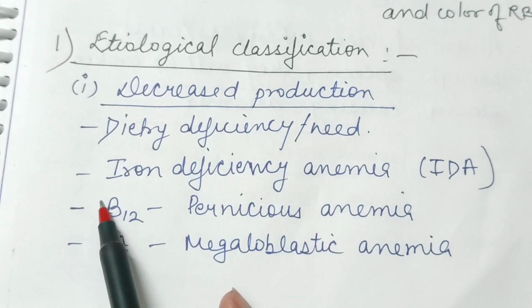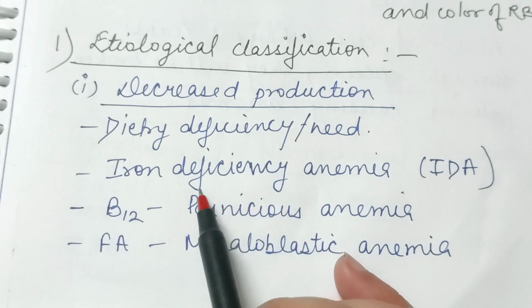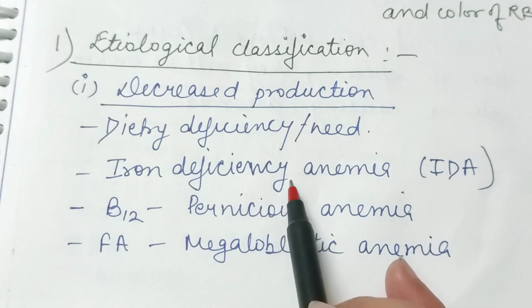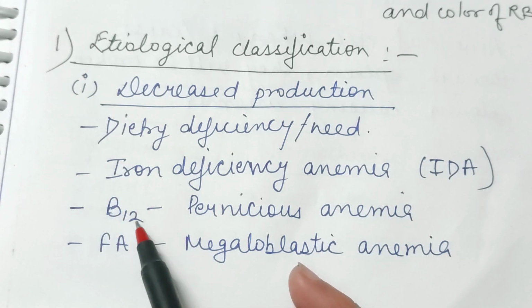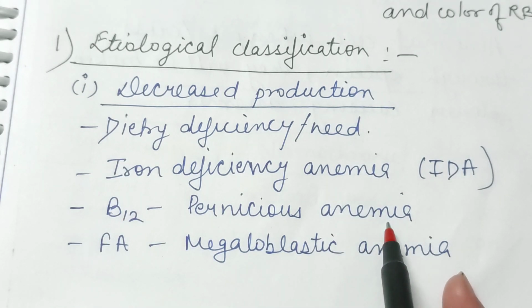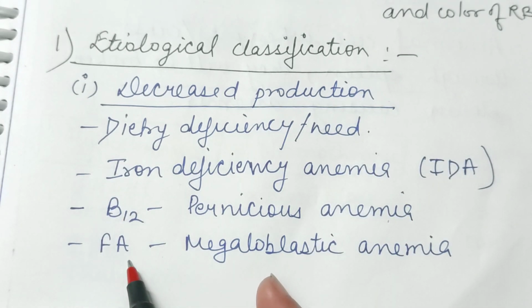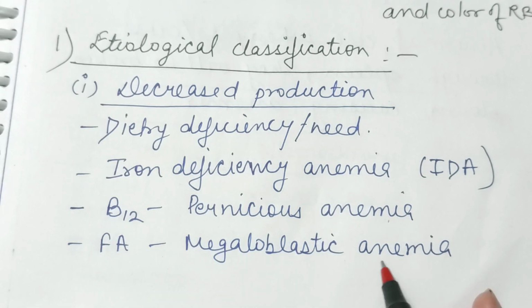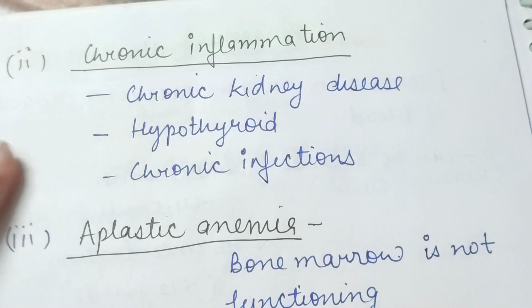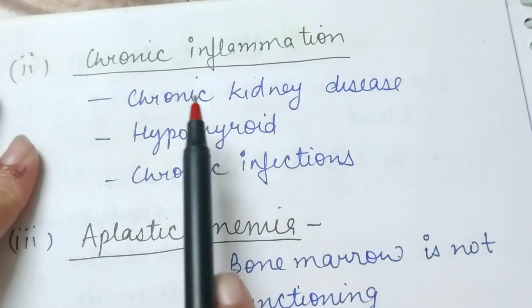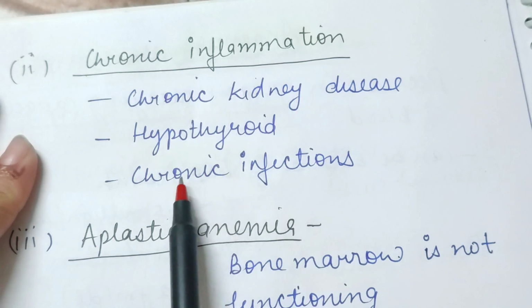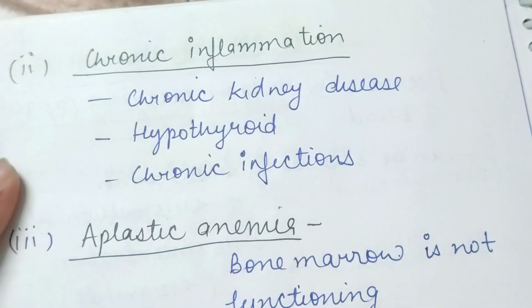Examples you will be writing are like iron. If iron is deficient, it's iron deficiency anemia. If B12 is deficient, then it is pernicious anemia. If B12 and folic acid are deficient, then it is megaloblastic anemia. Next is chronic inflammation. In case of chronic inflammation, for example chronic kidney disease, hypothyroidism, or chronic infections, there can be anemia.